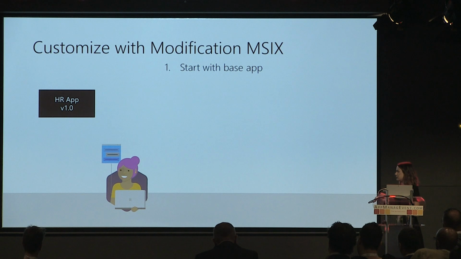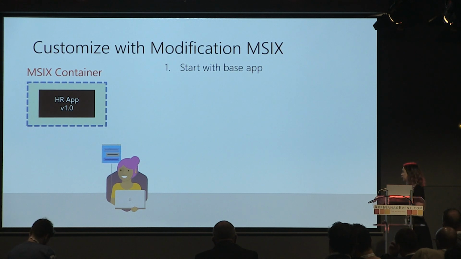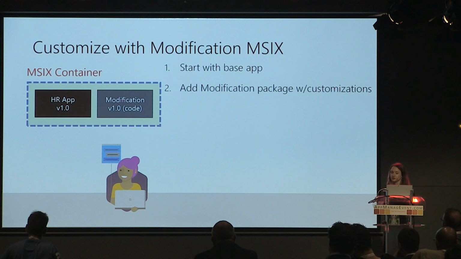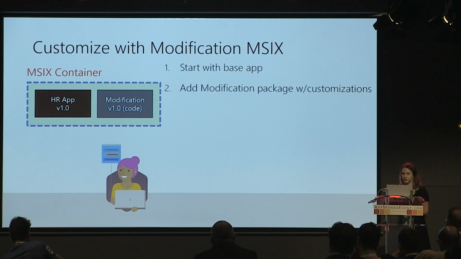So you start with your base, main MSIX package. In this instance, we're talking about an HR app version 1, and that app lives in the MSIX container. When you add a modification package with your customizations, your modification package v1, your modification package is just another MSIX package. Each of those applications is deployed separately, but at runtime, they'll run together in that MSIX container so that to your user, there's only one experience.